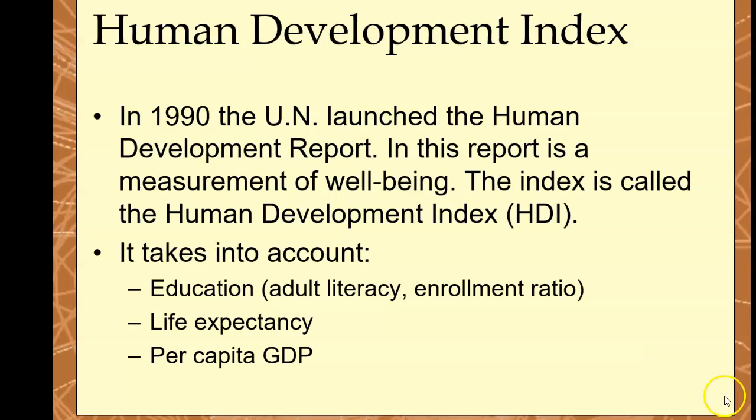Well, in 1990, the United Nations launched their Human Development Report. And what they did is they created an indicator to try to measure well-being. They called this the Human Development Index, the HDI. But the big difference here is they did take into account GDP, per capita GDP, right here. But they included two other indicators to give you a more holistic measurement of well-being. They included life expectancy and education.